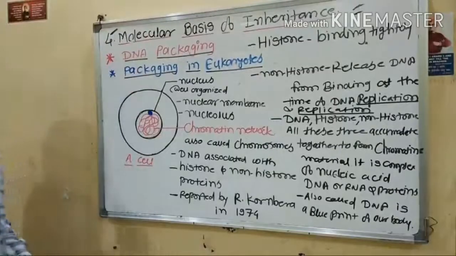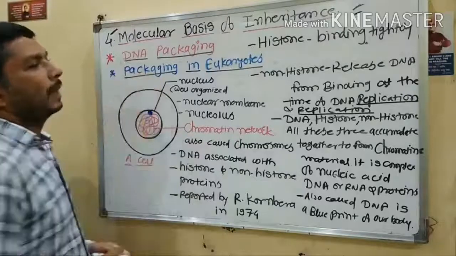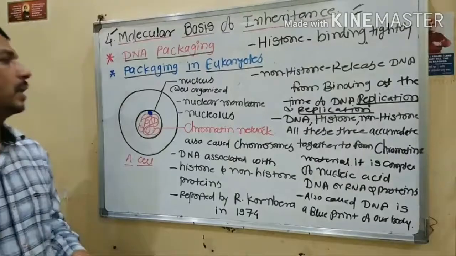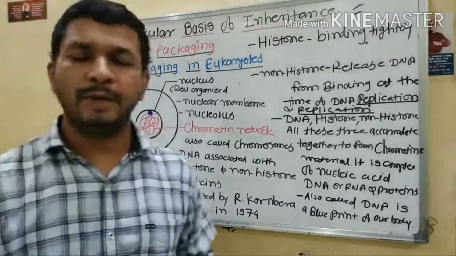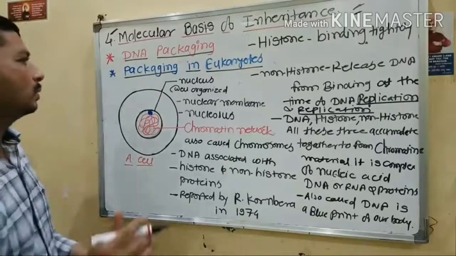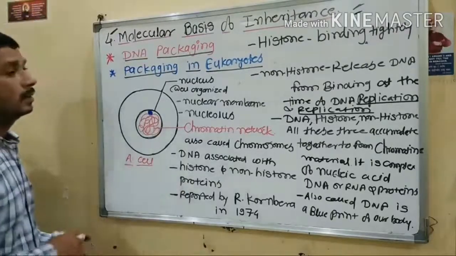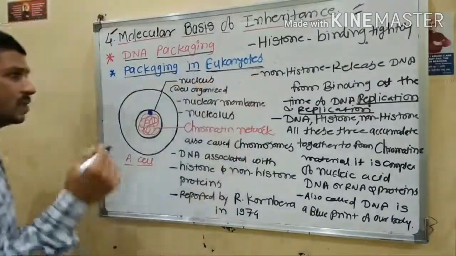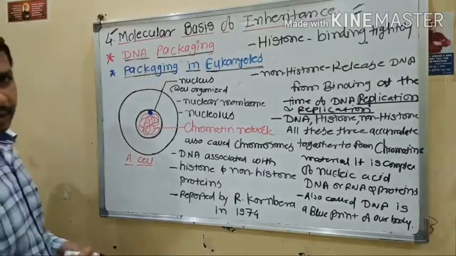Our chapter is molecular basis of inheritance. In that we study about the DNA packaging. In the previous lecture we dealt with the packaging in prokaryotes. You know it very well about the prokaryotes. What is meant by prokaryotes? All those things we dealt with in previous lectures. Now today we deal with the packaging of eukaryotes. Packaging of what? Packaging of DNA in eukaryotes.